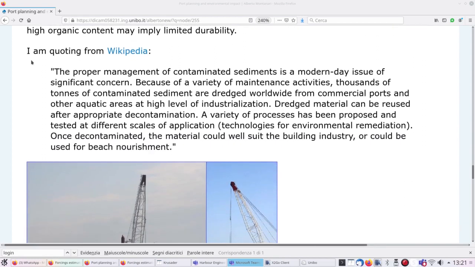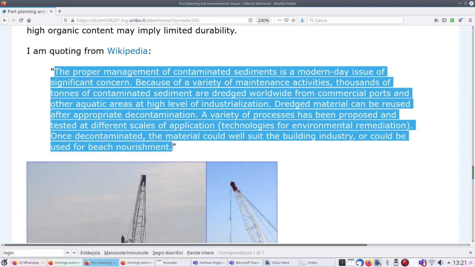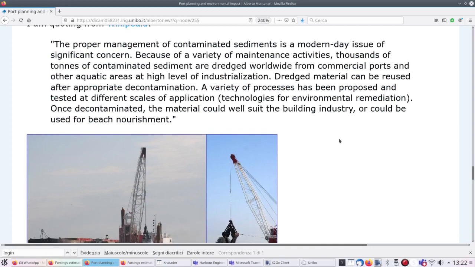And I'm quoting from Wikipedia this sentence, because I think it is precisely what I want to mean. The proper management of contaminated sediments is a modern day issue of significant concern. This matches perfectly what the Port Authority of Ravenna told me, because through a variety of maintenance activities, thousands of tons of contaminated sediments are dredged worldwide from commercial ports and other aquatic areas at a high level of industrialization. Dredged material can be reused after appropriate decontamination. A variety of processes have been proposed and tested at different scales of application, technologies for environmental remediation. Once decontaminated, the material could well suit the building industry or could be used for beach nourishment. But the problem is that we need the treatment, we need the decontamination.